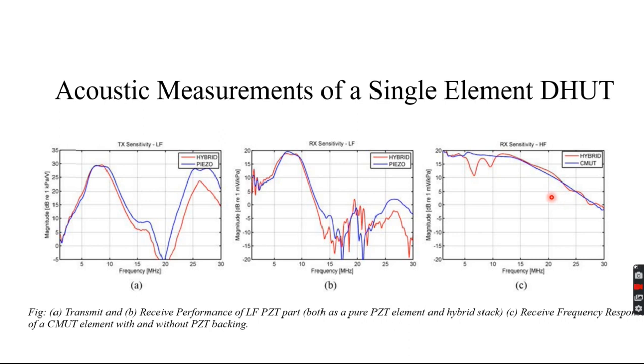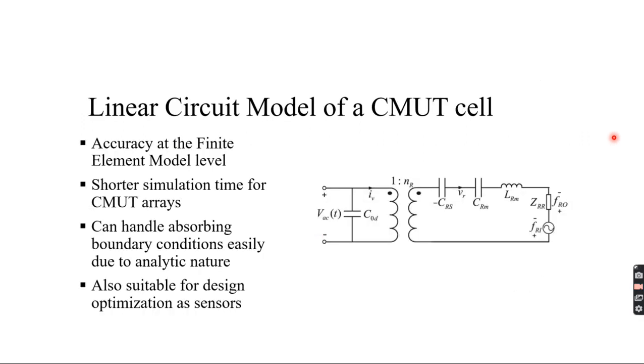Well, now given the success of the single element T-hat, the idea is to move on to a 1D array of CMOS. So I'll start with the linear circuit model of a CMOS cell, which can predict the behavior as well as FEM. The linear circuit model of a CMOS cell can work up to the accuracy of the finite element model level. It has shorter simulation times, and it can handle absorbing boundary conditions easily due to its analytic nature.